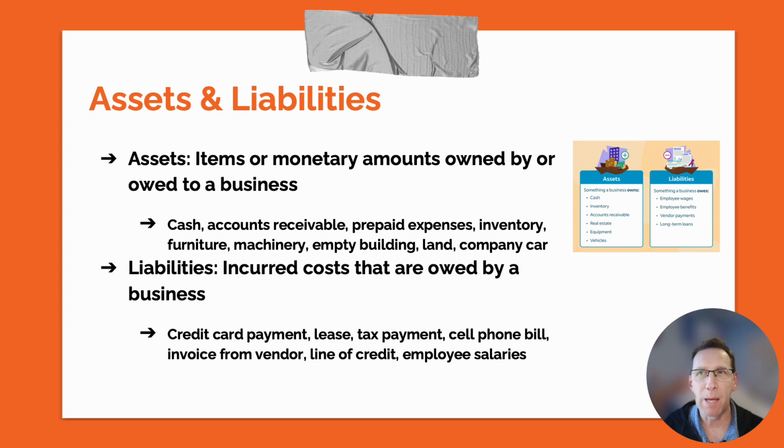On the flip side, liabilities are incurred costs that are owed by a business. They could be credit card payments, lease payments, tax payments, cell phone bills, an invoice from a vendor. You have to pay the vendor for what they provided you. A line of credit, employee salaries. These are all liabilities. So it's the difference between assets and liabilities that help determine the profitability and the value of a company.